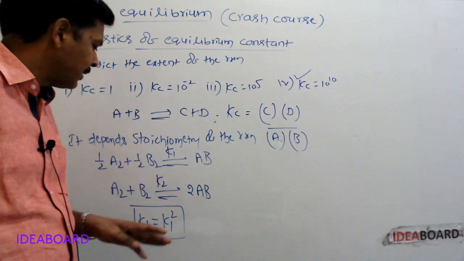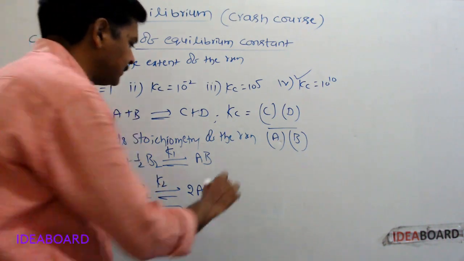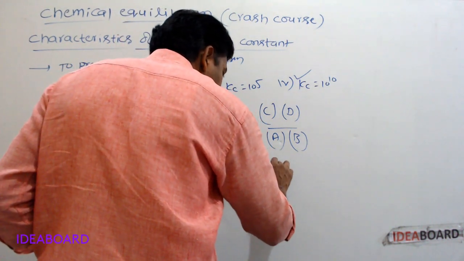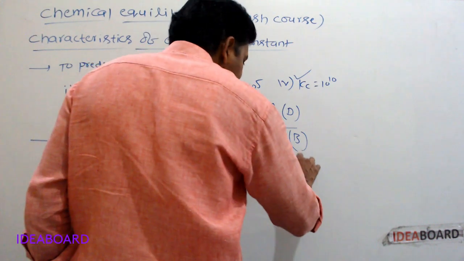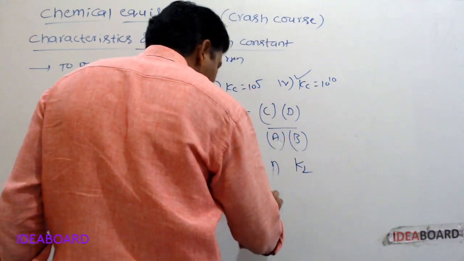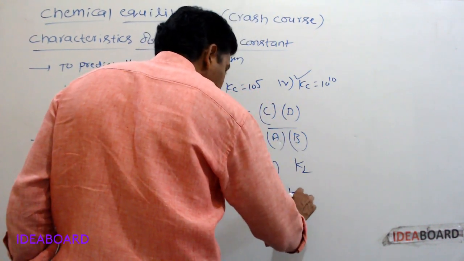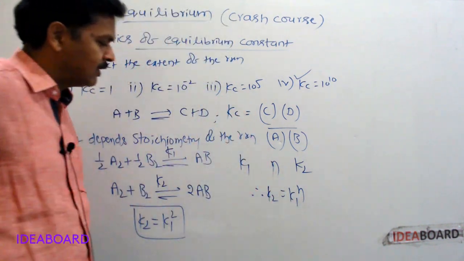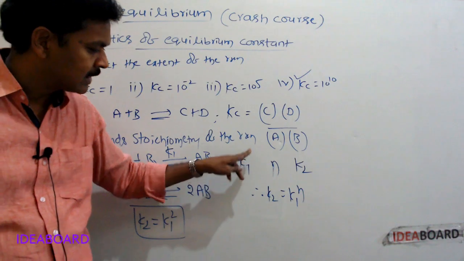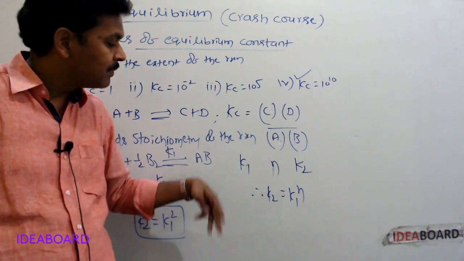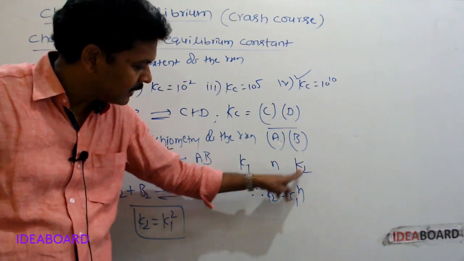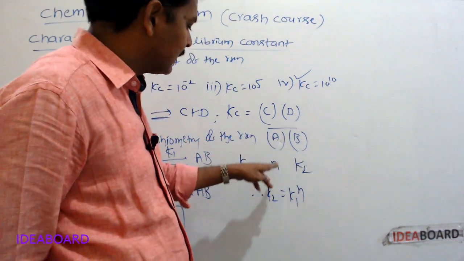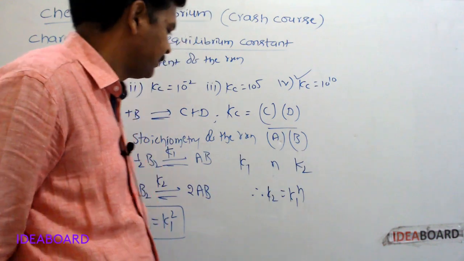If a reaction having equilibrium constant K1 is multiplied by a factor n, then the equilibrium constant for the new reaction is K2. Therefore, K2 is equal to K1 power n.